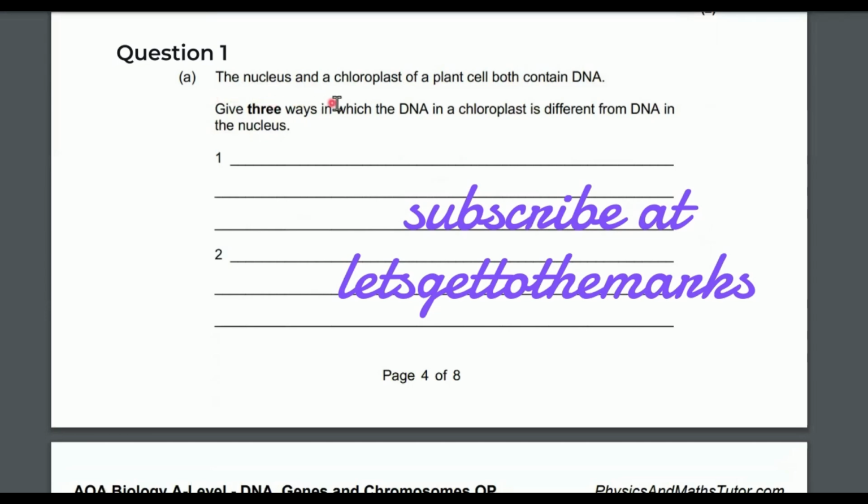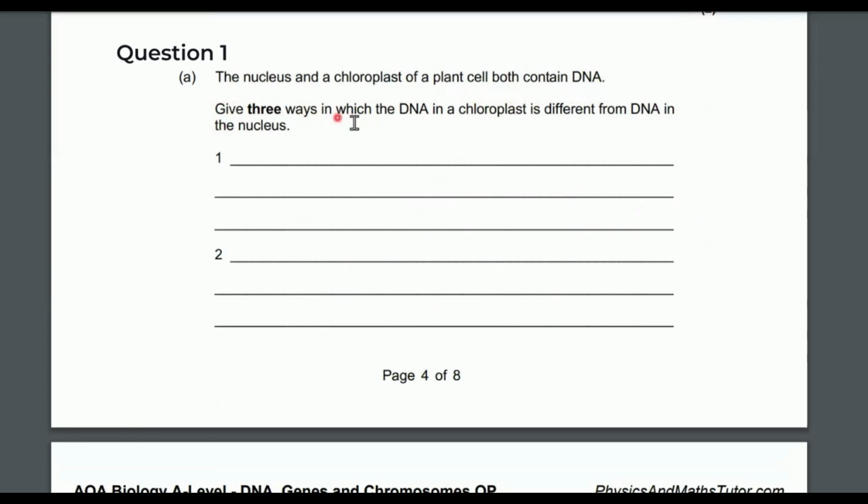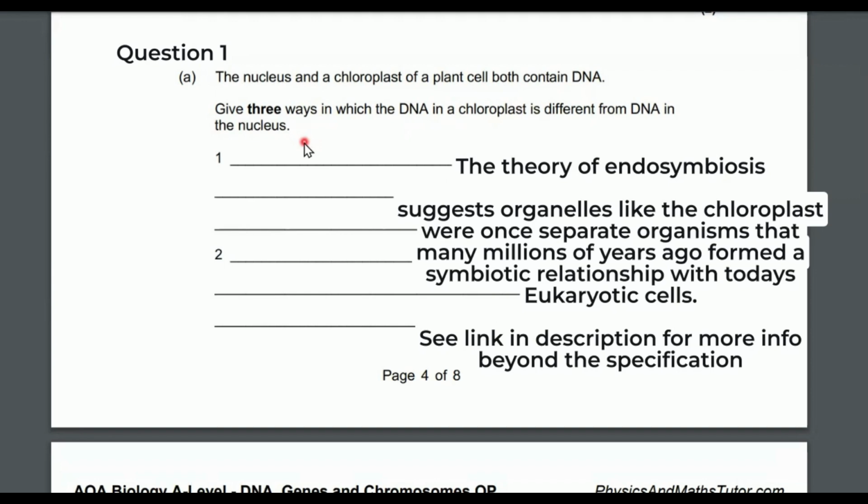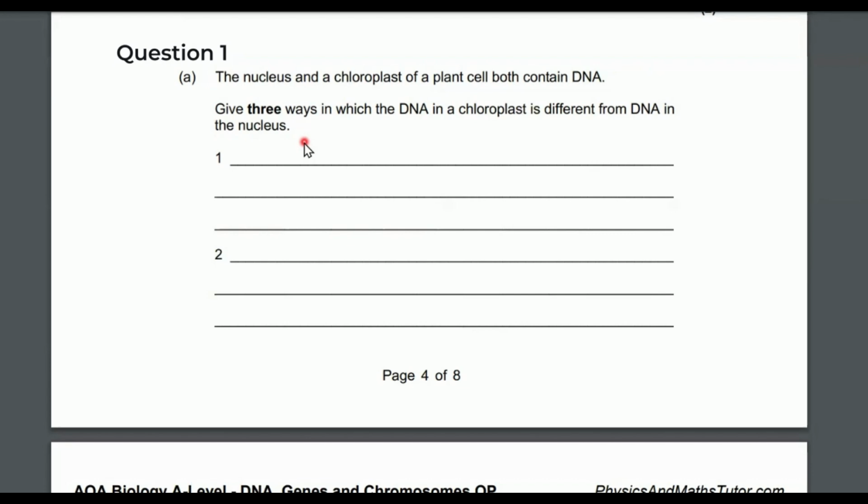So, question 5a, the nucleus and chloroplast of a plant cell both contain DNA. Give three ways in which the DNA in a chloroplast is different from the DNA in a nucleus. This is quite interesting because this ties into a theory called endosymbiosis. You may be interested to look up that theory about the origin of chloroplasts and mitochondria within eukaryotic cells. Anyway, skipping on to that, let's get down to it.